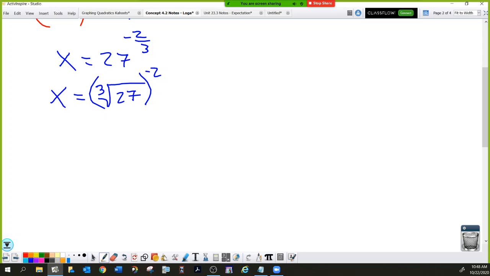What is the cube root of 27? 3. Okay. So right now I have 3 raised to the -2. And negative exponents, they make things move across their own fraction bar, right? So this would actually say x equals 1/3 squared, which is 1/9. So that unknown logarithmic base was 1/9.